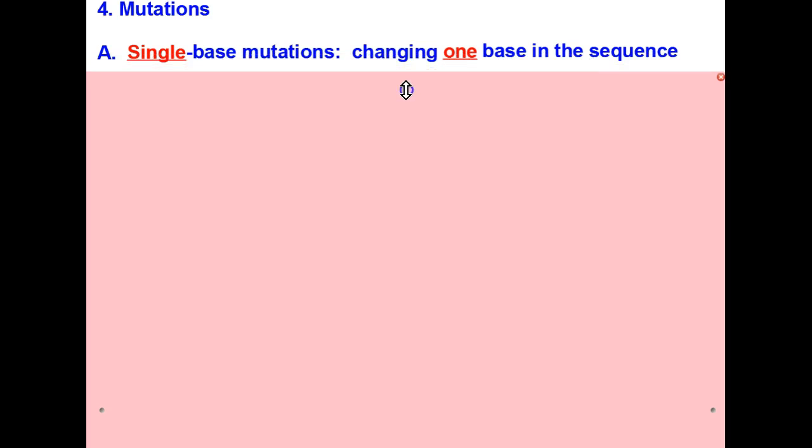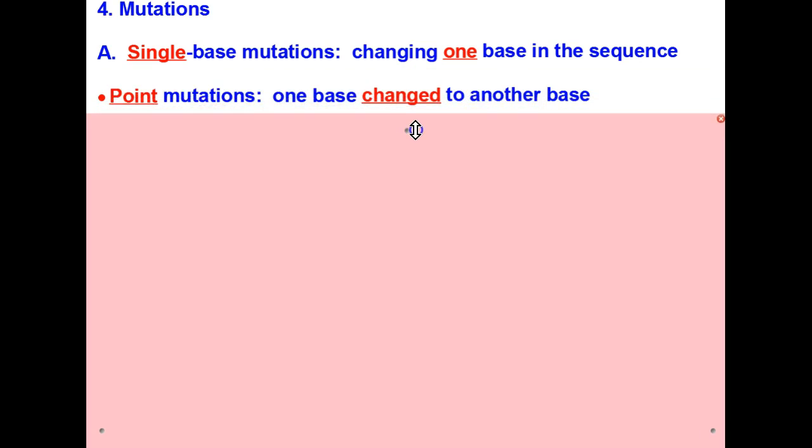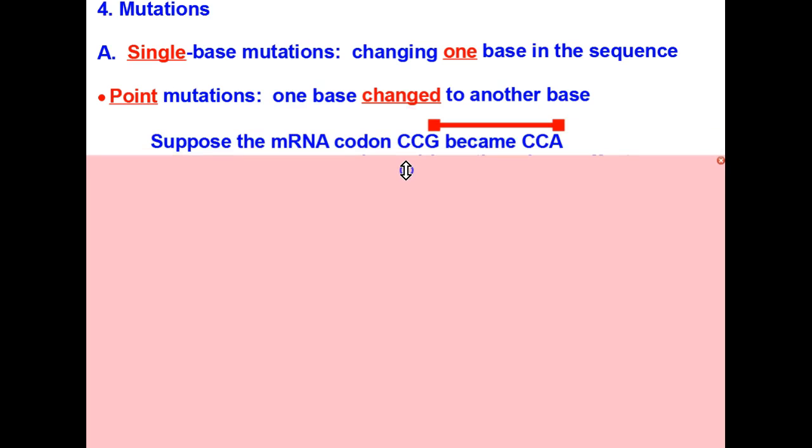We're going to start with single-base mutations, which means changing one base in the sequence. We're going to talk about two kinds of single-base mutations, and the first kind we're going to discuss is point mutations. A point mutation is when one base is changed to another base. So, for example, suppose that mRNA codon CCG became CCA, so that G became replaced by an A.